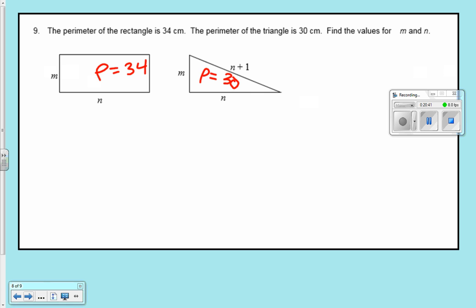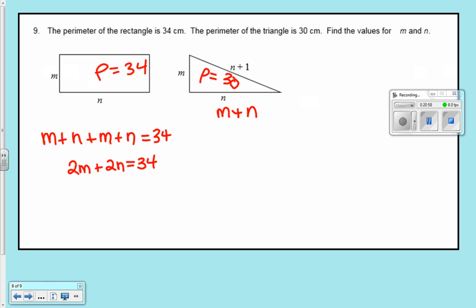Well, I know the perimeter means I add all the sides. And there's 4 sides on a rectangle. So I've got m plus n, right? And all of that should equal 34. In other words, 2m plus 2n, right? Okay. Over here, perimeter of the triangle, so m plus n plus 1, that should all equal 30. So we simplify that. M plus 2n plus 1 equals 30.